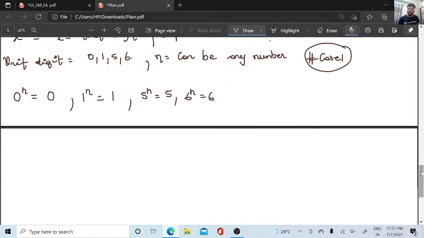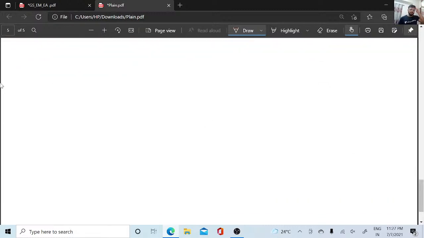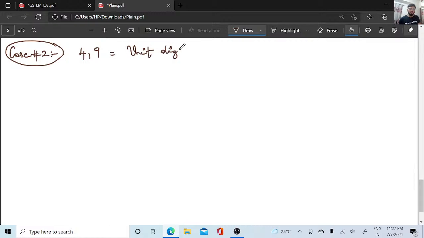Next you have case 2. There are only 3 cases here. Case number 2 belongs to the numbers 4 and 9, which can be your unit digit. And here my n is classified as an odd number or an even number. So let us see here: 4 power even, 9 power even.